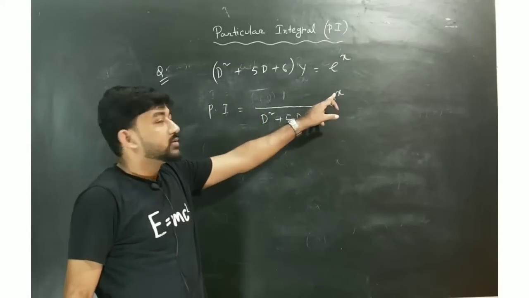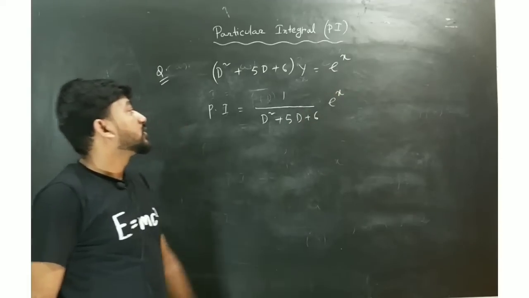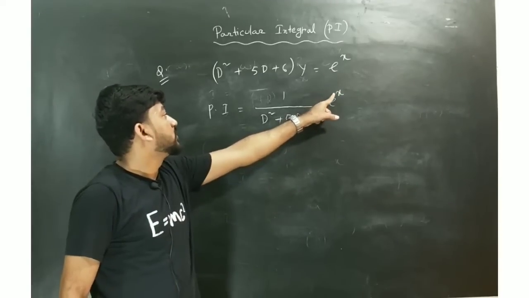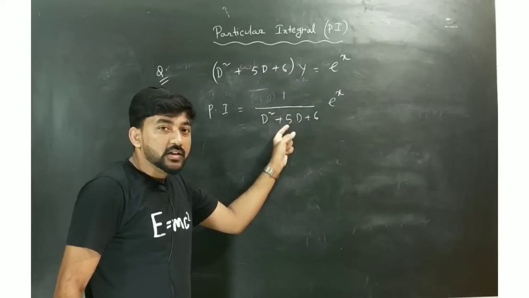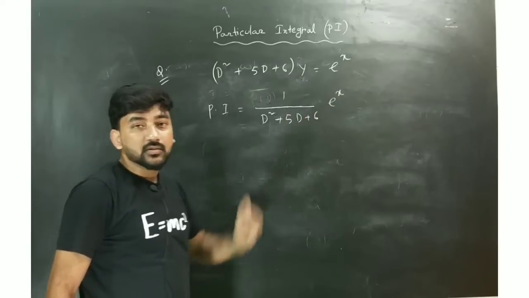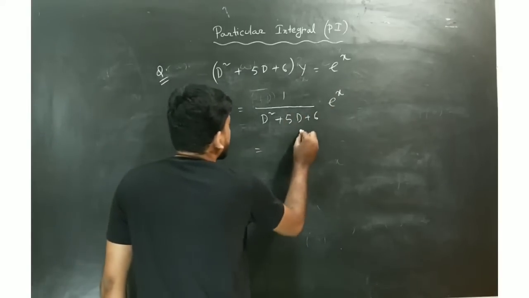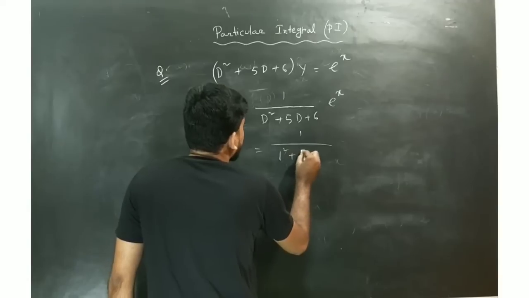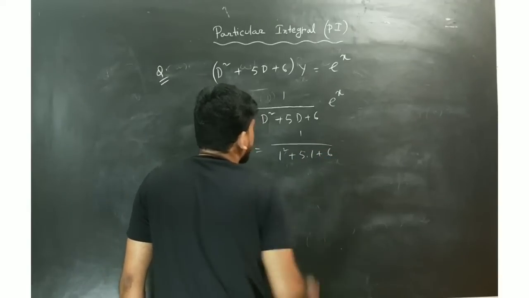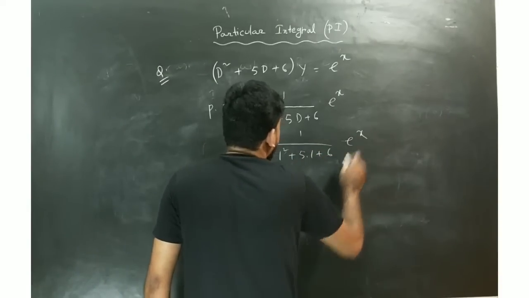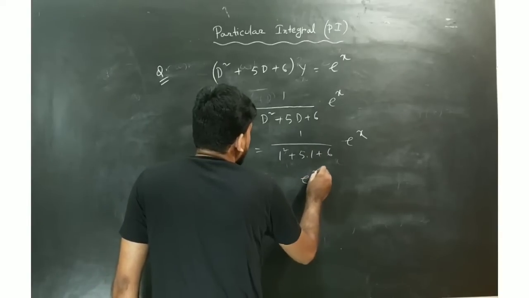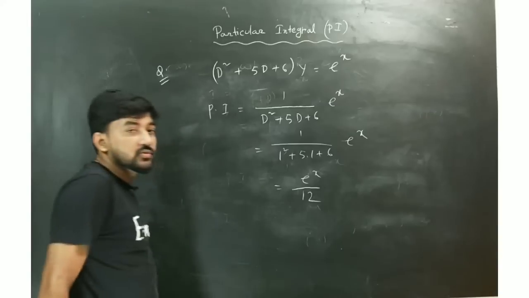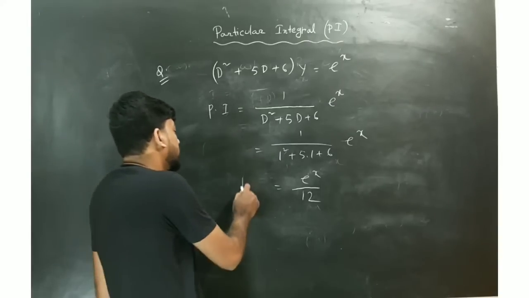Here a is 1, you can see 1 into x. So what you have to do is put this 1 here, because instead of d you have to put a, and a is here 1. So it will be just 1 upon 1 square plus 5 into 1 plus 6, into e to the power x. So 5 plus 6 is 11, 11 plus 1 is 12. So it will be e to the power x by 12. So this will be your answer. So this will be your particular integral.